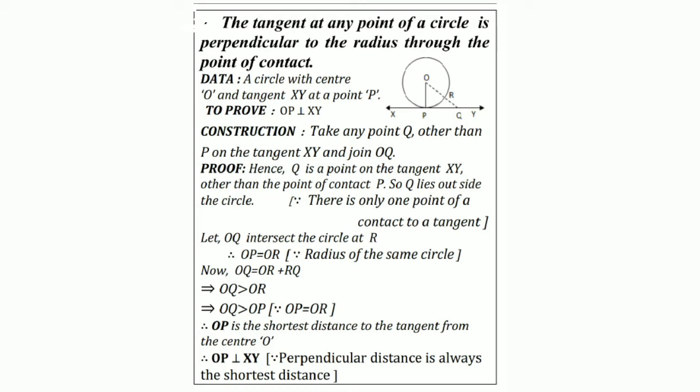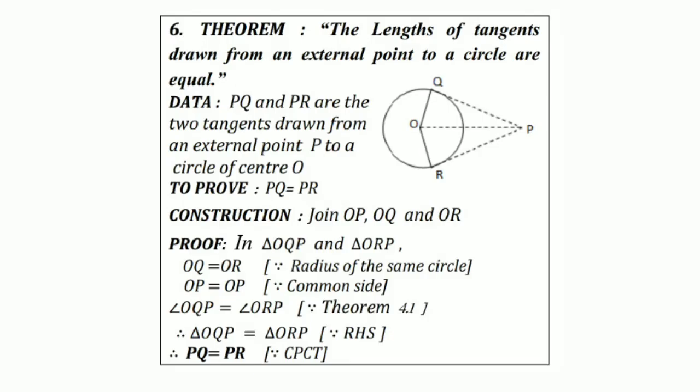Understood? By this theorem we get to know that a tangent to a circle is always perpendicular to the radius of that circle. Now another theorem: the lengths of tangents drawn from an external point to a circle are equal. Okay, so let's take P as our external point. From P we are drawing two tangents, PQ and PR. So here we have to prove PQ equals PR.